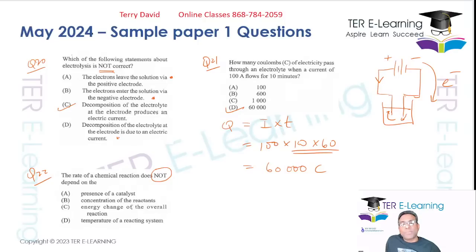When it comes to the rate of a chemical reaction, it depends on temperature. I can increase the rate of reaction by increasing temperature. I can use a catalyst. I can increase concentration. I can use pressure. So there are several ways I can speed up a chemical reaction. So, does it not depend? Of course, it depends on a catalyst. Concentration of reactants, yes. Energy change of the overall reaction, well, this doesn't make sense. Temperature of the reactant system. So the answer for this one should be C.